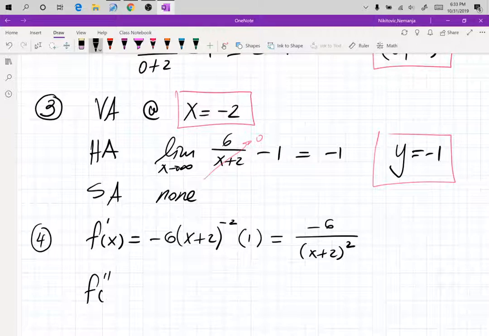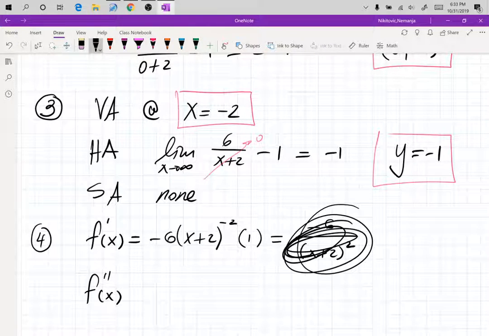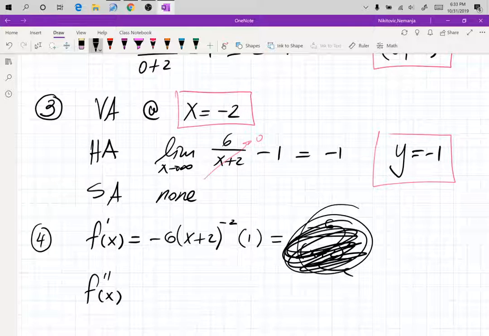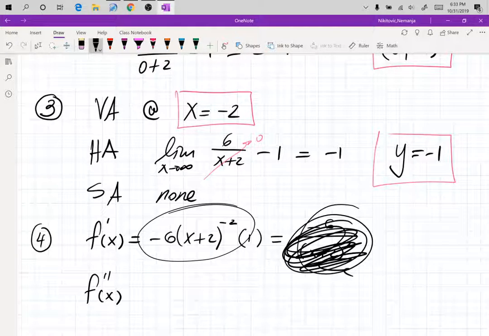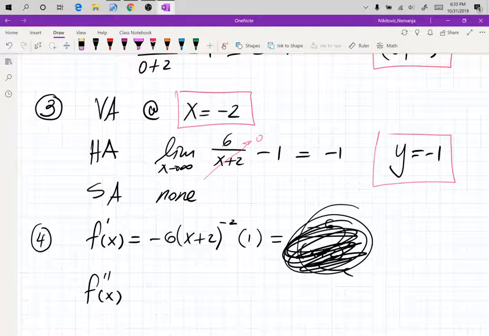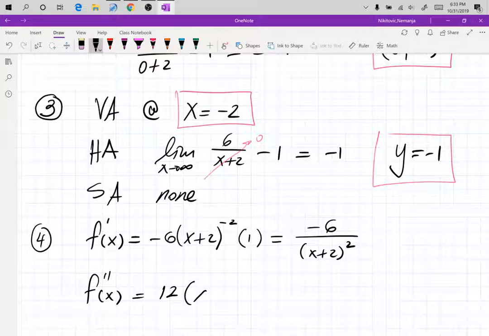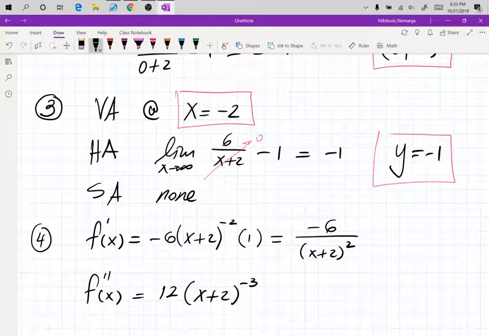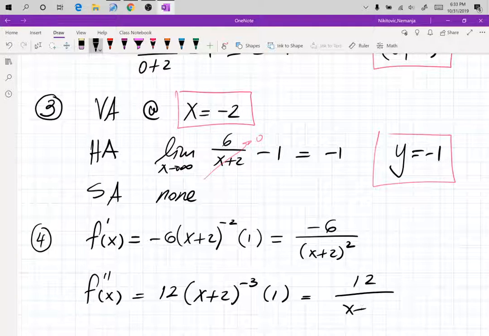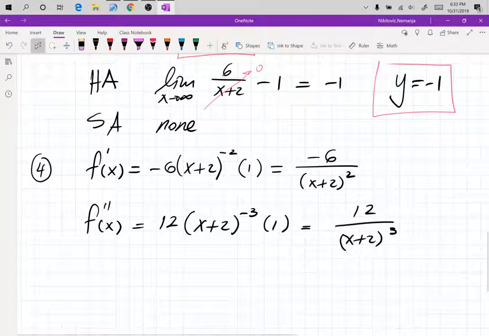Now for the second derivative, you don't want to look here. No, don't look at it there. You already have a beautiful set over there to find the second derivative. So we are going to say -6 times -2 is +12. We still have (x plus 2) to the -3 now, and the derivative of the inside is 1, giving us 12 divided by (x plus 2) cubed. So now we have our derivatives.